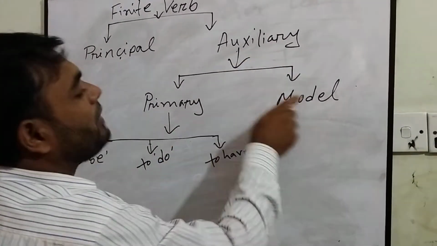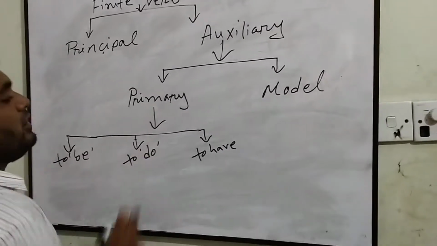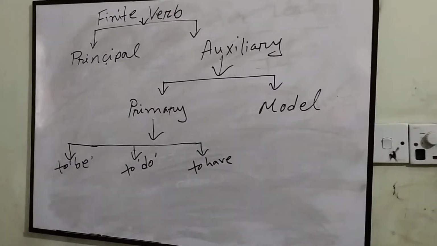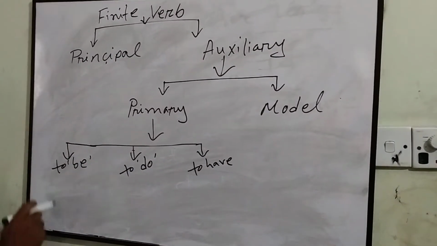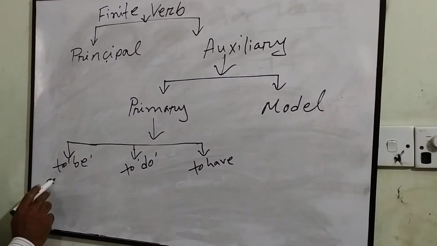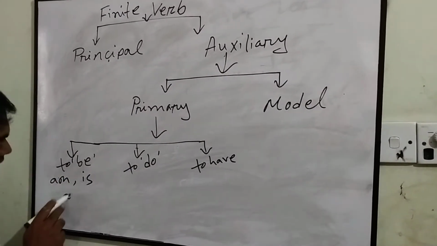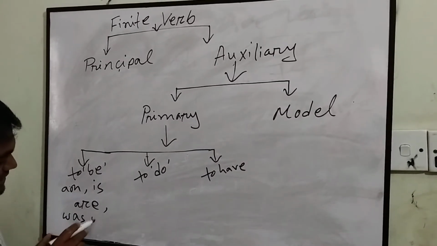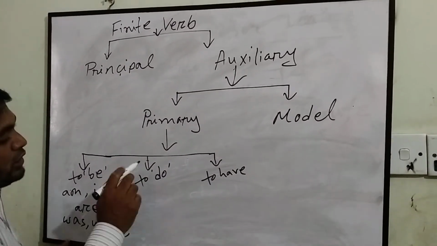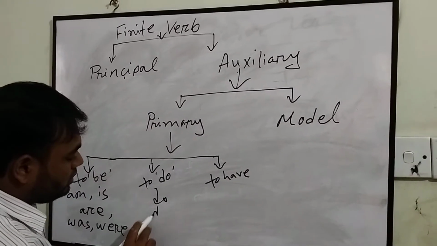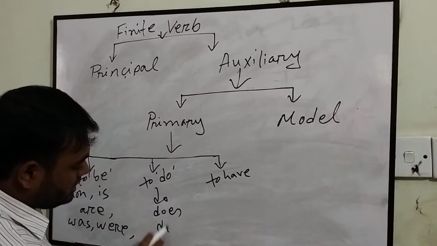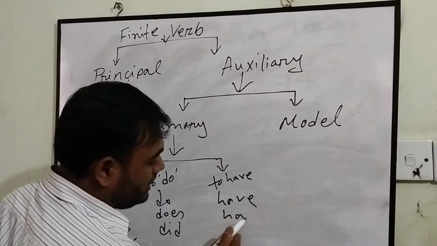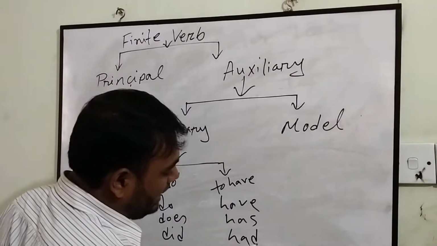There are two types of auxiliary verb. First of all, primary auxiliary verb. Primary auxiliary verb also can be divided into three types. First of all is the to be verb. To be verbs are am, is, are, was, were. To do verbs: do, does, and did. To have verbs: have, has, had.